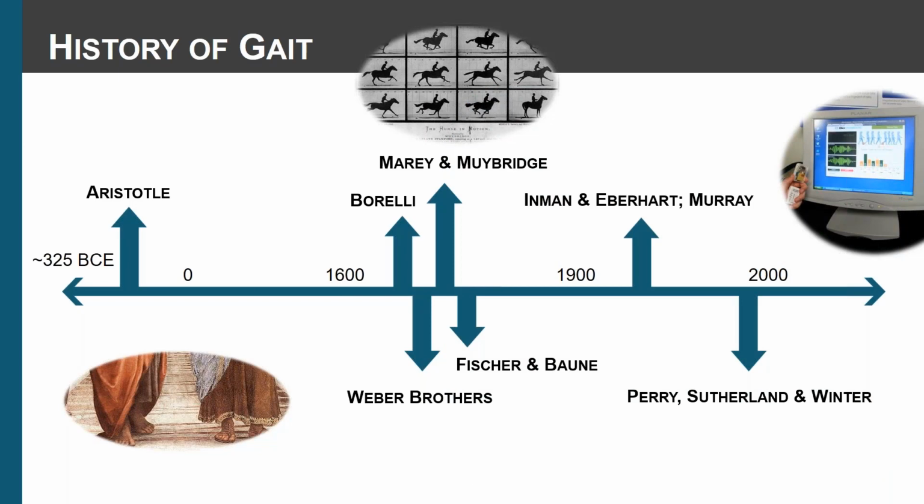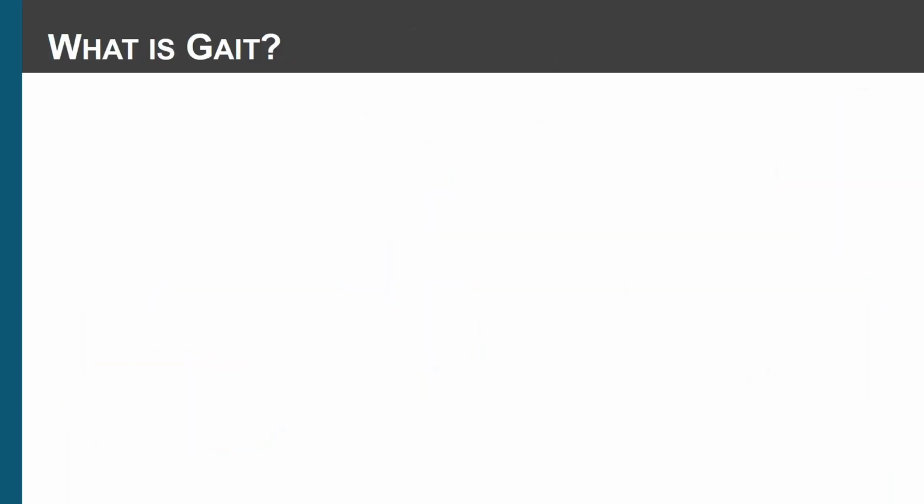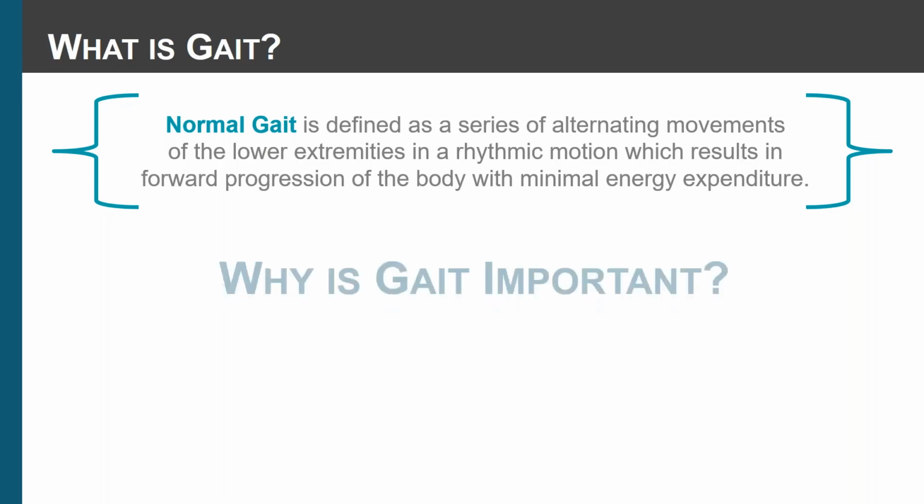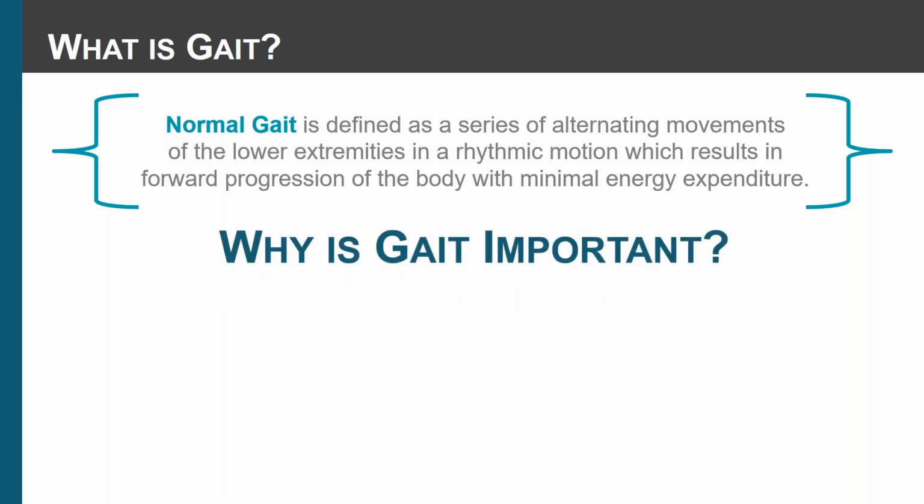So let's look at the meaning of gait and why it's important. Gait is defined as a series of alternating movements of the lower extremities in a rhythmic motion, which results in forward progression of the body with minimal energy expenditure. Why is gait important? It's essentially the means for people to move from place to place, whether that's by walking, running, or skipping. The inability to walk or be mobile can not only affect a person's ability to get from point A to B, but can also create significant health problems over both the short and the long term.